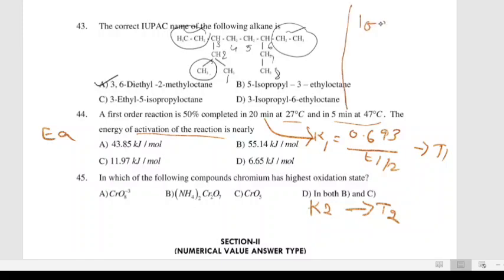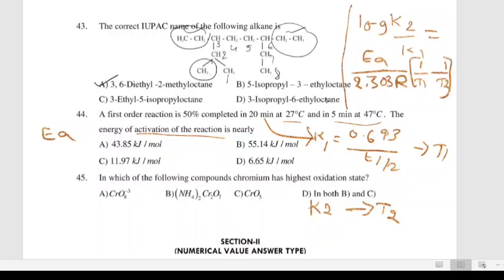Log K2 by K1 is equal to EA by 2.303 into R into 1 by T1 minus 1 by T2, right? So first we need to calculate K1 and K2. Then we need to substitute those terms in this equation in order to get the EA value.